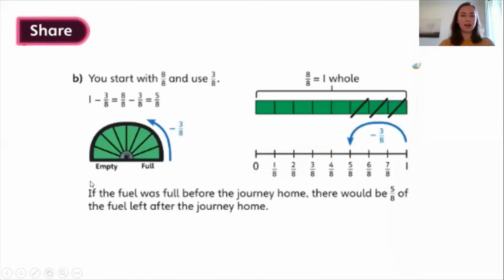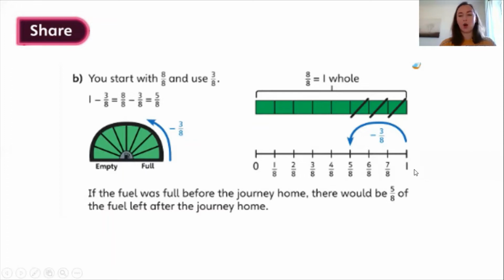But what if the fuel tank had been full? So when everything is coloured in, that is one whole. Because we're counting in 8s at the minute, a whole is 8/8. We start with 8/8 and then we're going to take away, subtract 3/8 again. So here's the bar. Taking away 3/8, we have got 1, 2, 3, 4, 5/8 left because 8 take away 3 is 5. You can do exactly the same thing on a number line.